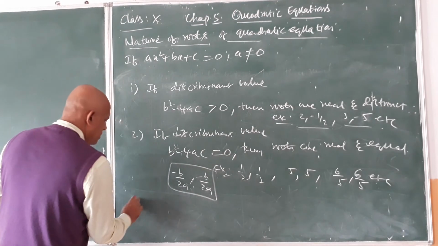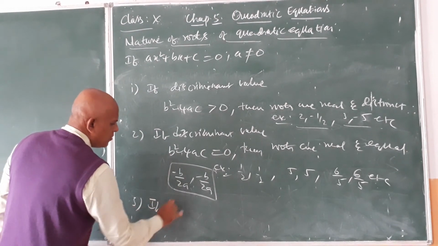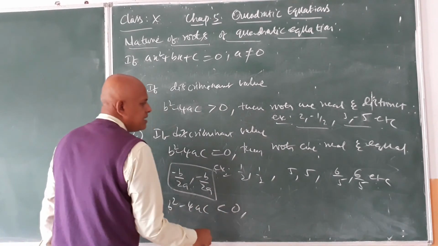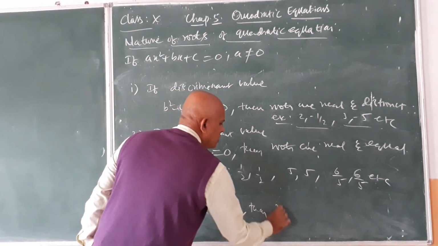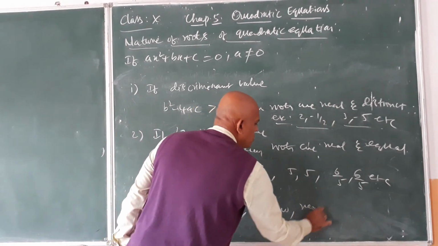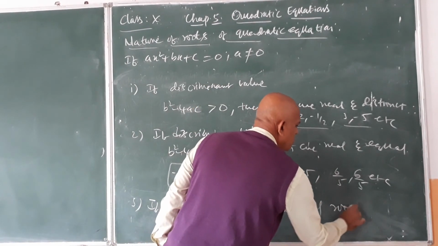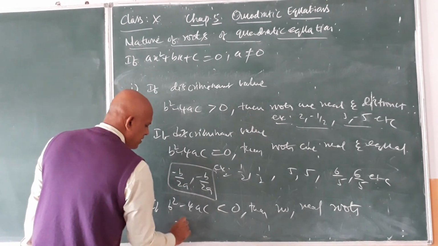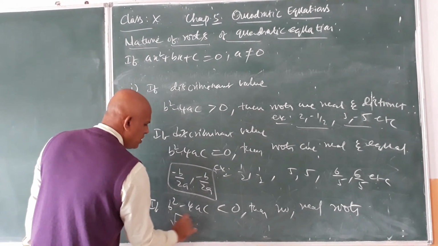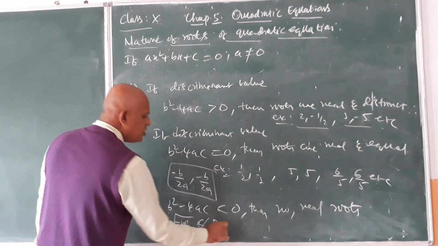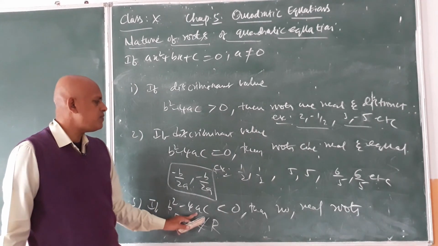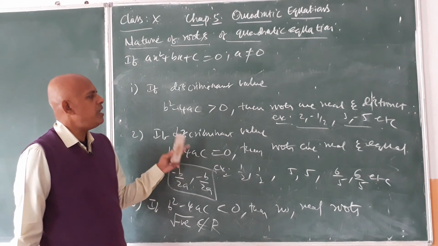And third one: if b square minus 4ac is less than 0, then no real roots. Then it will be what? A negative value. Under the root, a negative value does not belong to the real numbers. So no real roots exist for b square minus 4ac less than 0. Based on these problems, in the next class we will discuss.